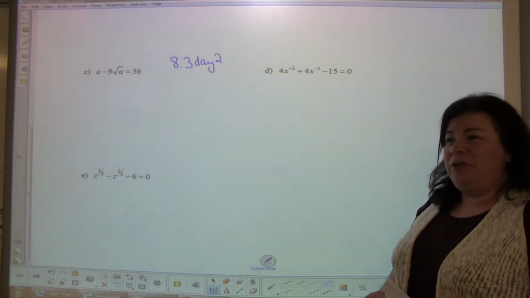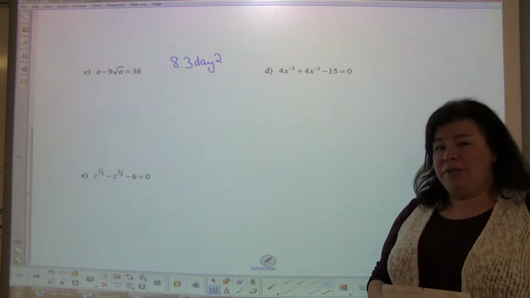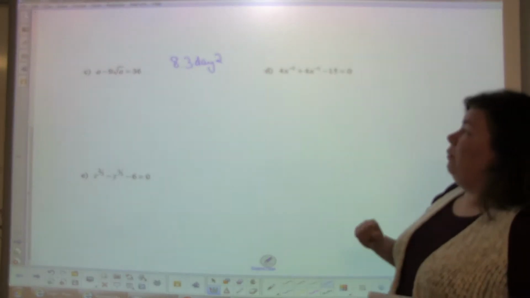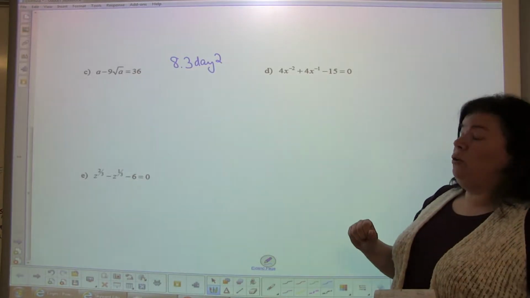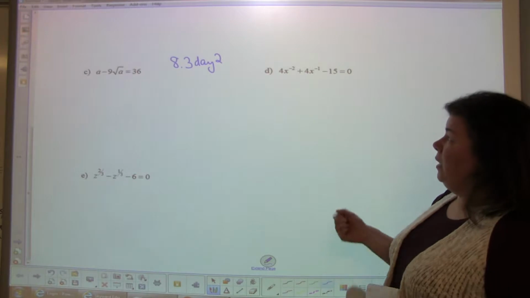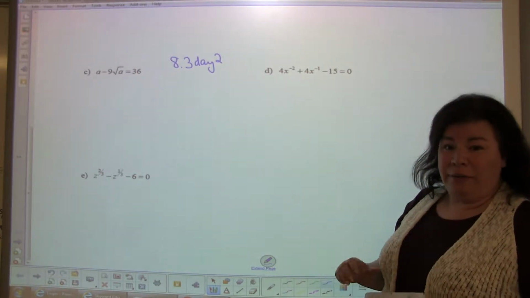All right, Honors Algebra, you should be looking at your 8.3 notes. This is day 2. We're going to start with example D. If you look here, we do have an equation in quadratic form. Now, the reason it's in quadratic form is because of the special pattern that we see.